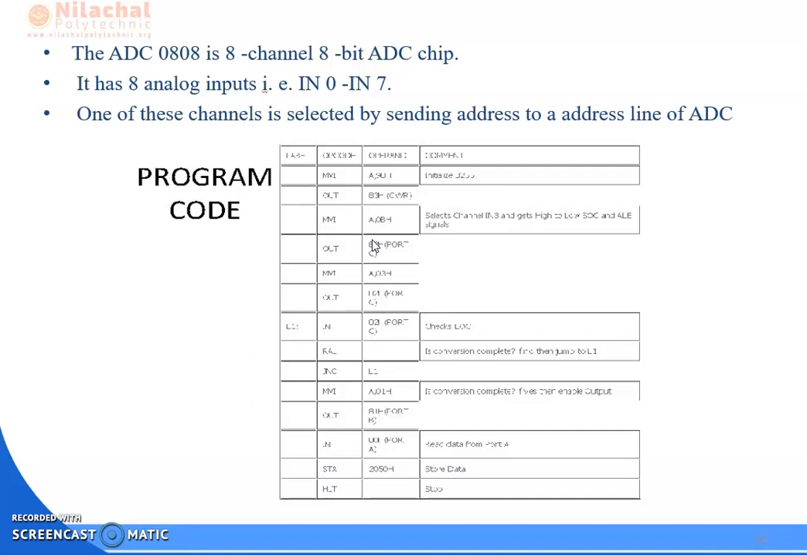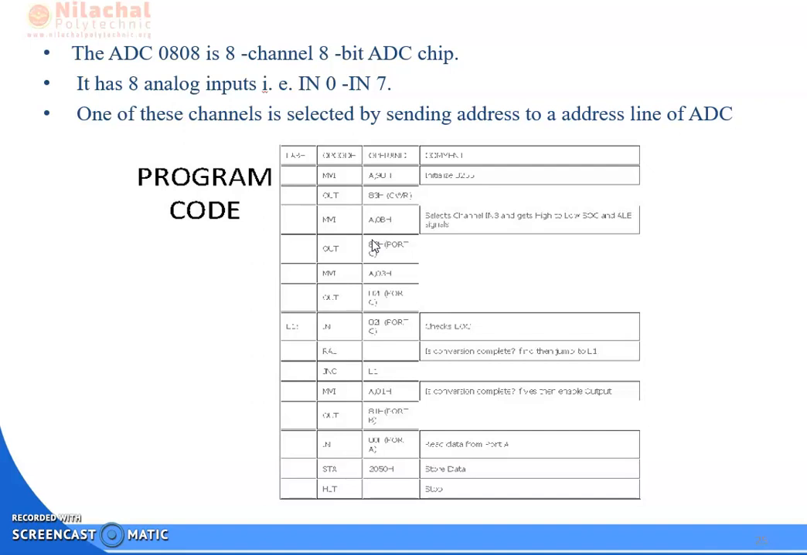MVI A,00H, as PC3 will be high, for 1 or 2 clock pulses, make it 0. Next OUT 02H, that means PC3 becomes low. Next, loop: IN 02H, that means read the end of conversion signal. So the next instruction is RAL, that means rotate the accumulator to check whether the conversion is over or not. So next is JNC loop. If the conversion is not completed, then jump to the loop.